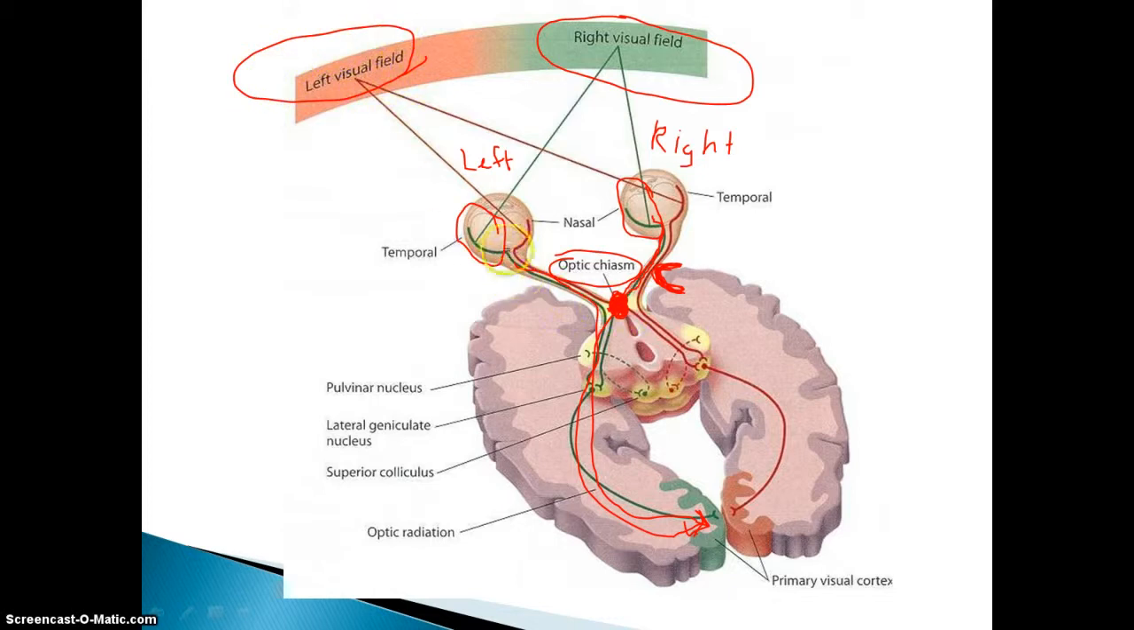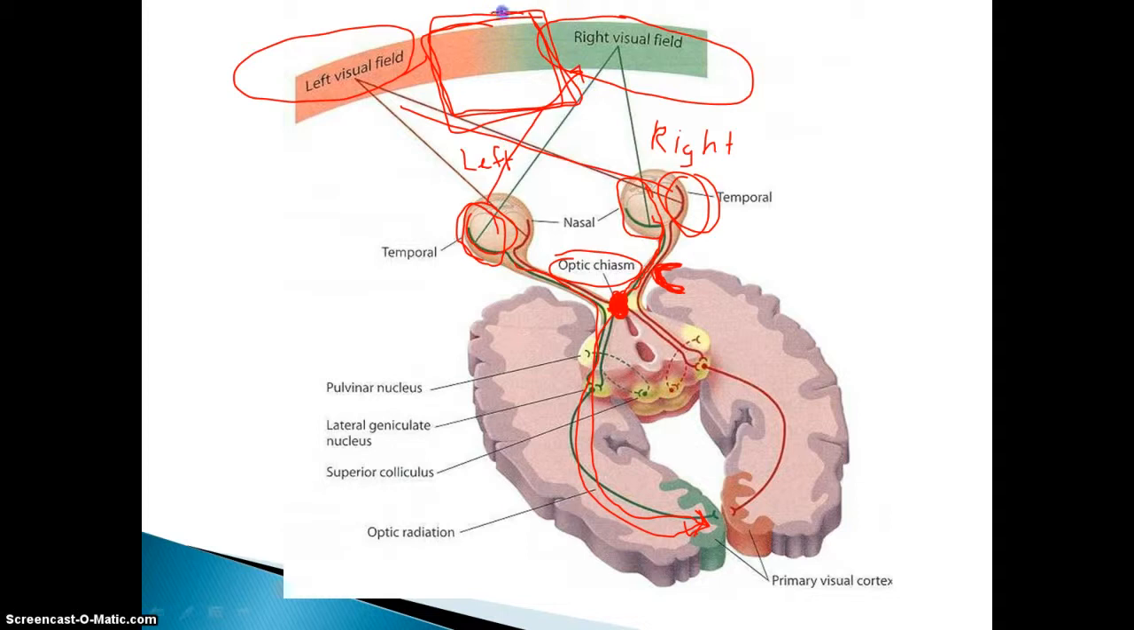So the temporal fibers are unaffected. Those are these regions right here. These guys are still unaffected. However, these are the ones that handle stuff on the inside. So if you have a tumor pressing up against the optic chiasm, you're still going to be able to see, but you're going to have tunnel vision. Stuff that's right in the middle of your body is all you're going to be able to see. Because again, the only fibers that are unaffected are the ones on the temporal side. Those handle stuff that's on the opposite side.